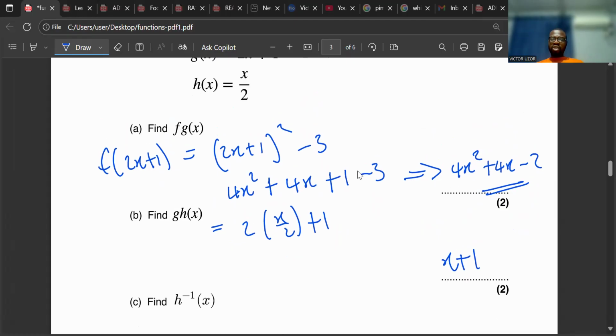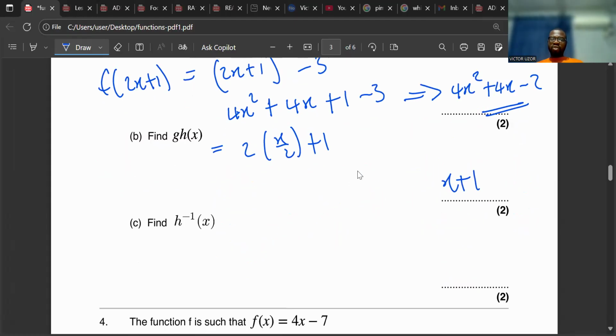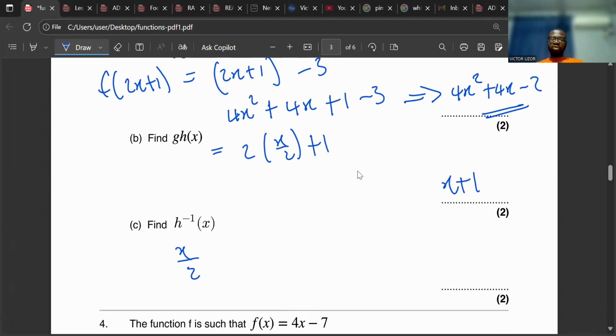So the last one is they want you to find the inverse of x over 2. Remember what I told you? You replace it with y. So you have x is equals to y over 2. Then you now make y the subject of the formula. y will now be equals to 2x. So your h inverse will be 2x.